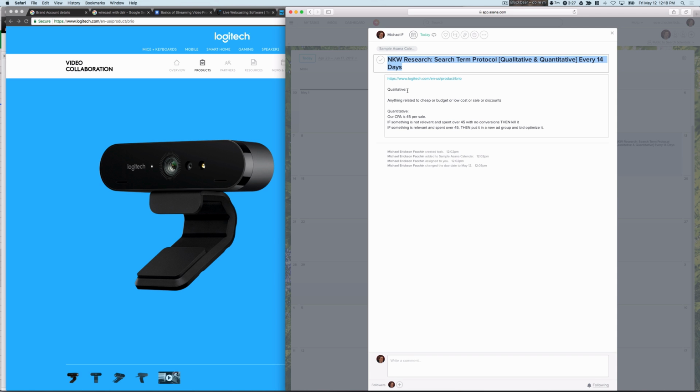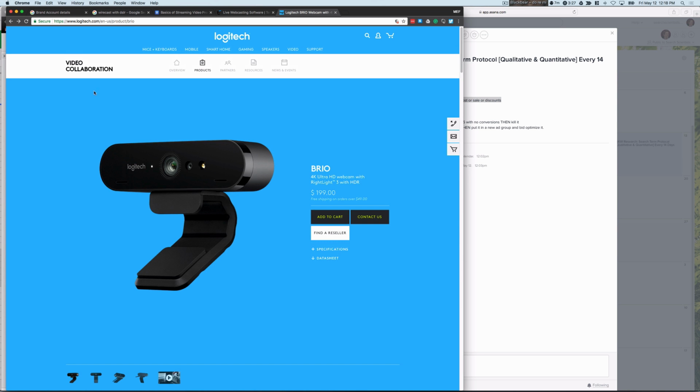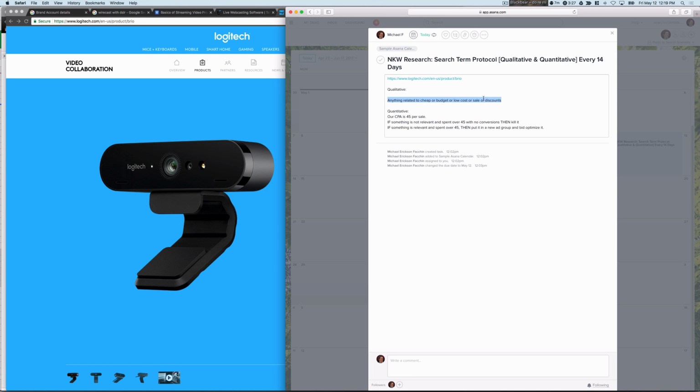Qualitative variables are going to be describing the term itself, whereas quantitative variables you're going to set up centered around different metrics. So let's say we were advertising this expensive webcam, the Brio. I was actually just researching this to add to Paid Traffic Daily. You can see that this Brio is a 4K Ultra HD webcam with HDR. It's $200, which wouldn't be right for most people. So if I'm running negative keywords for this brand, I would want to block out anything relating to cheap or budget or low cost or sale or discounts or anything like that.